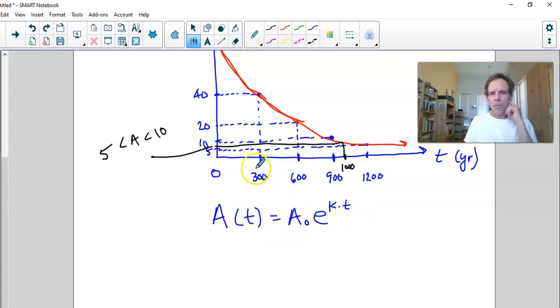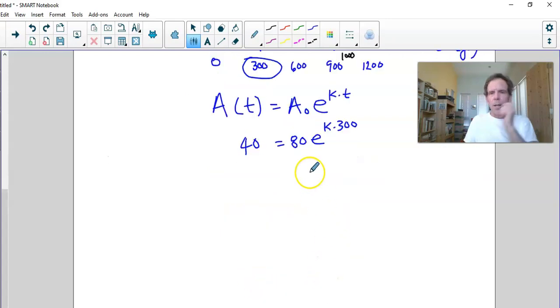So how about using the first half-life? Okay, so we could say if we start with the 80, then k at 300 years, that's the half-life, we're going to have 40, right? That's the amount at 300 years, 40. And now we can solve for k. It's the only thing that's not known in this equation.